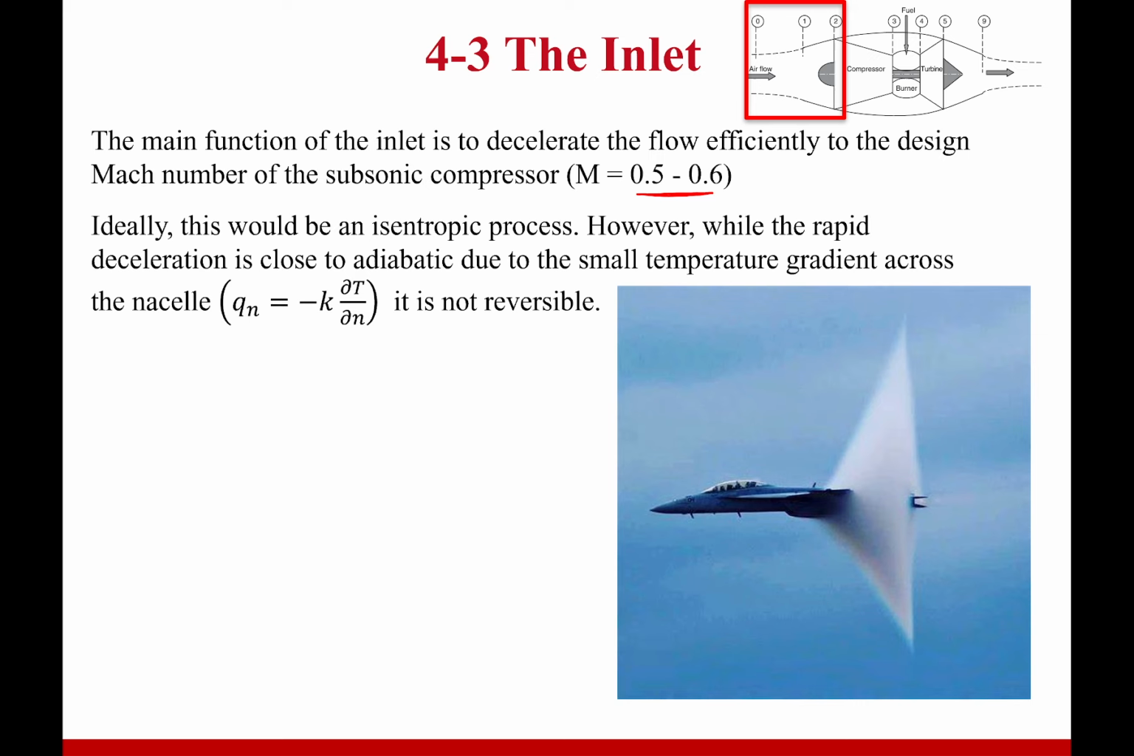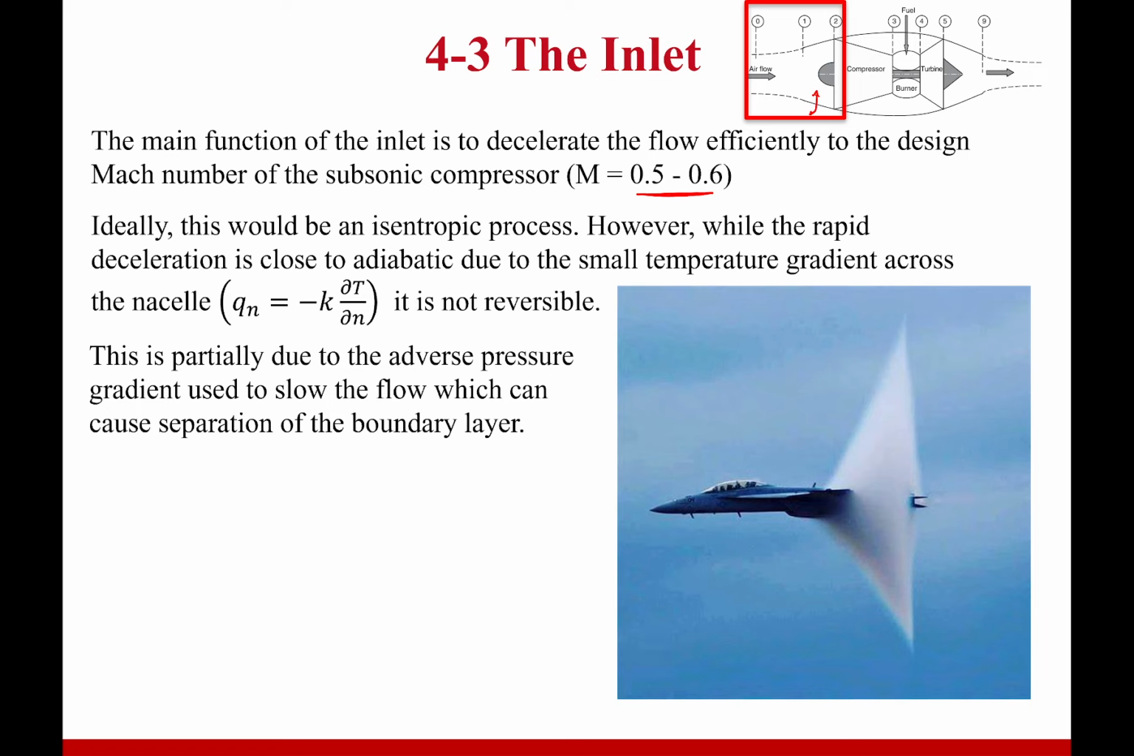Now, if we were in a perfect world, this would be an isentropic process. However, while it is adiabatic, okay, that's because we have a very small temperature gradient across this wall, it's not reversible. Now, this is due to several things. One, usually an adverse pressure gradient, that's what's slowing it down, and that causes separation. So if we're on that wall right there, it's going to have some separation right here.